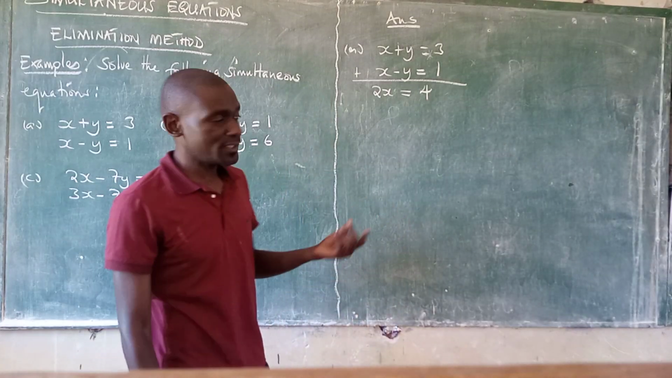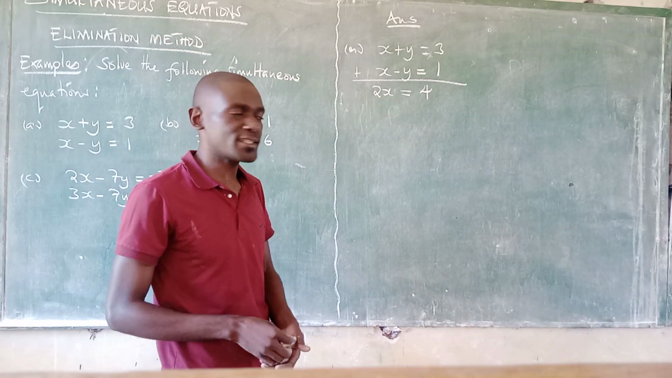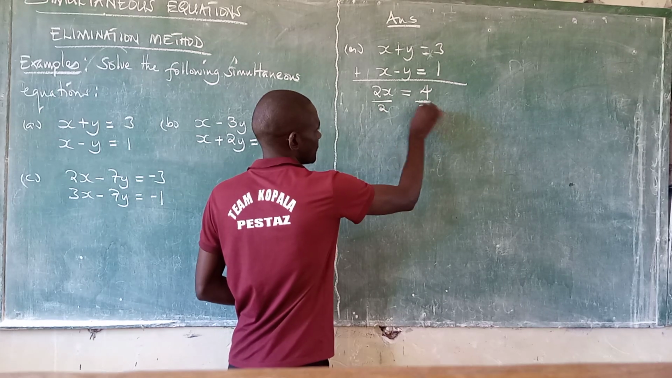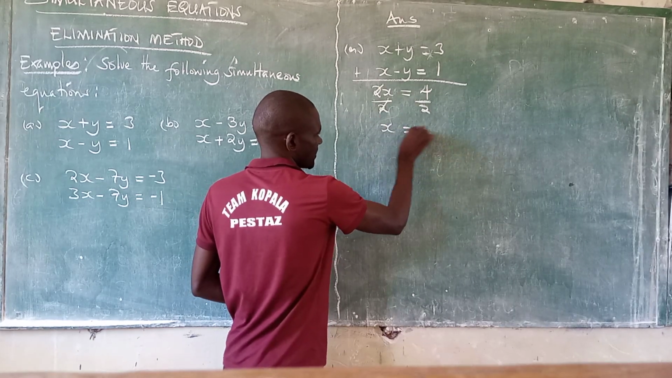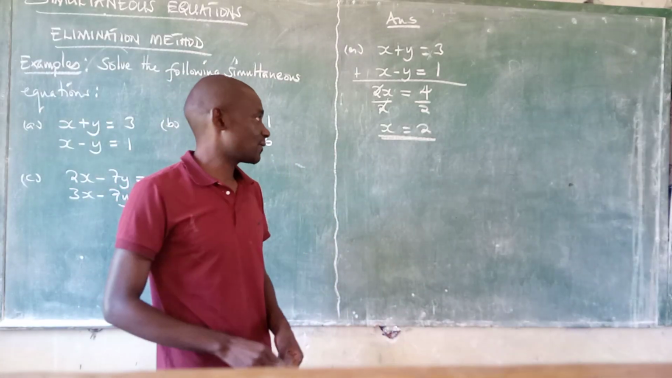Then from there we have the new equation, 2x equals 4. All we need to do here is simply divide both sides by 2. And so we'll say over 2 here, over 2 there. x is therefore equal to 2. So that's one value, that's the value for x.